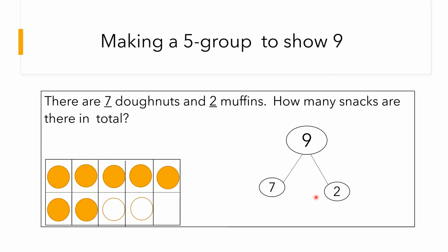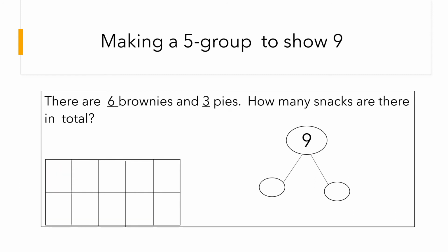7 plus 2 equals 9. Good job, kindergarten. Let's try a new one. Kindergarten, I have another yummy number story for you. Listen closely. There are 6 brownies and 3 pies. How many snacks are there in total?